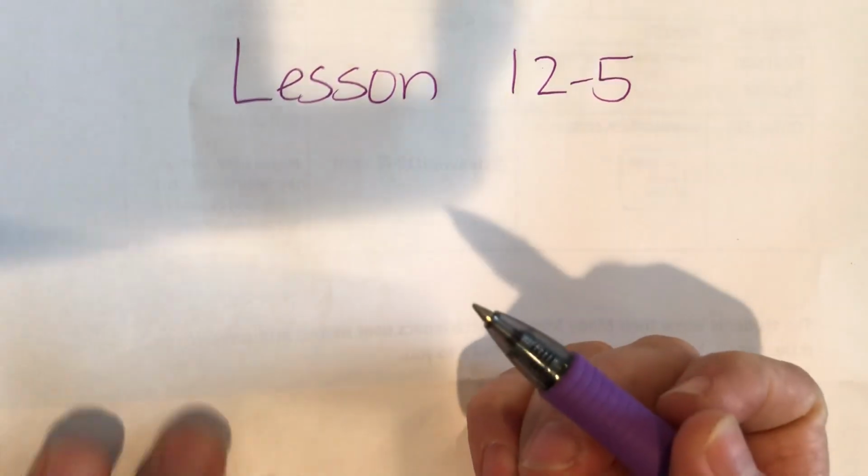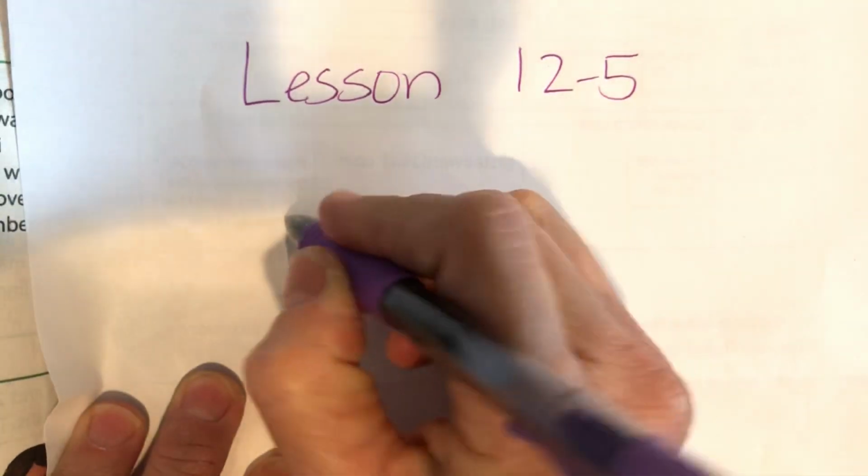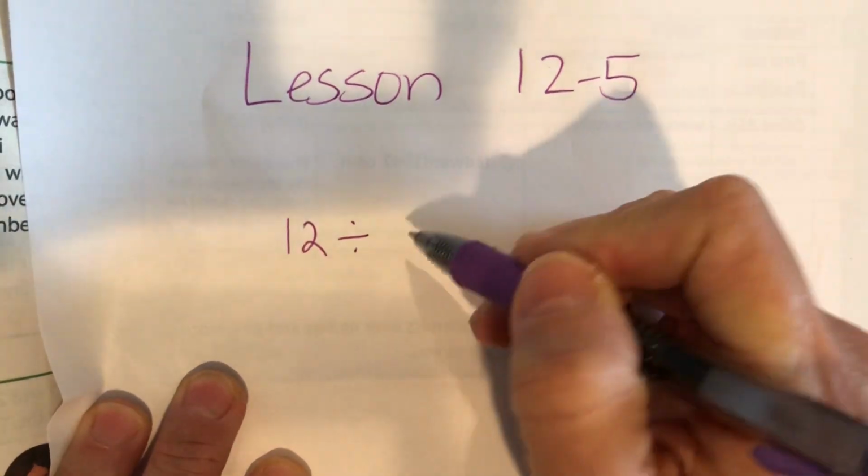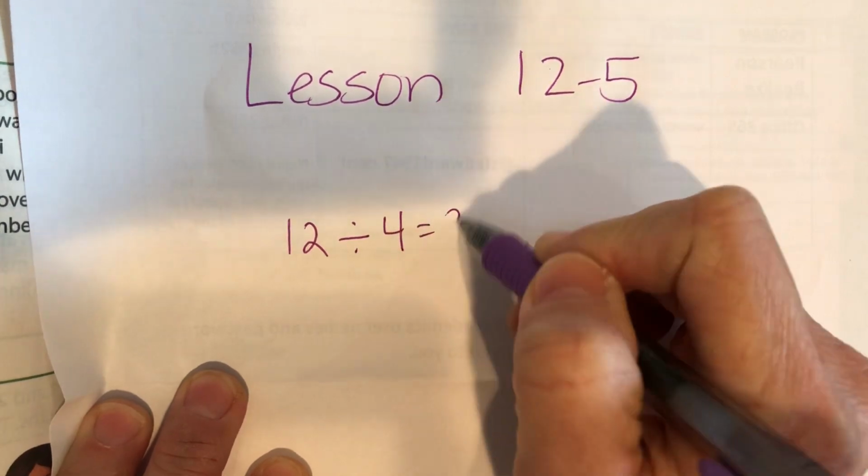Okay, we're gonna do lesson 12-5 in math. Before we start, I wanna show you something important here. Okay, so remember when we learned about division? Okay, and let's say we have 12 divided by 4 equals 3.